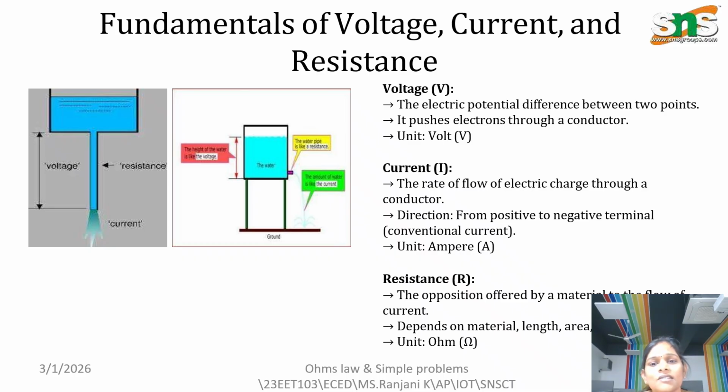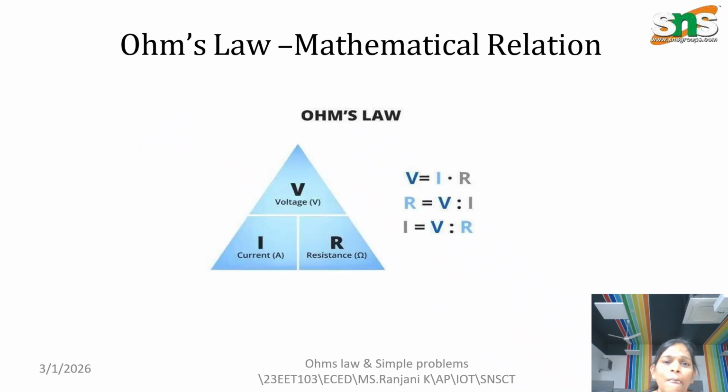And next is resistor. It is the opposition offered to the flow of current, and depends upon the material, length, area, and temperature. Its unit is ohm. It is something we saw in previous classes, like a narrow pipe that restricts the water flow. Next, let us see the statement of Ohm's law.